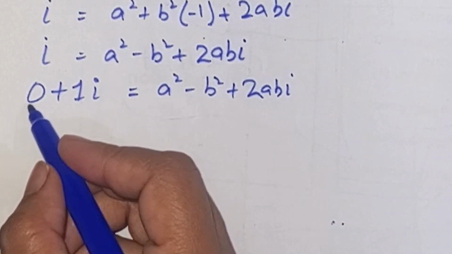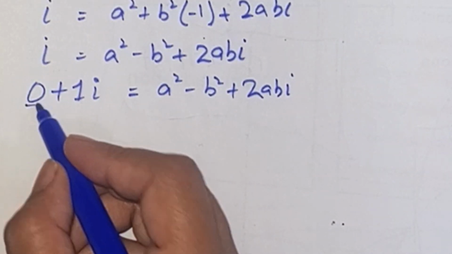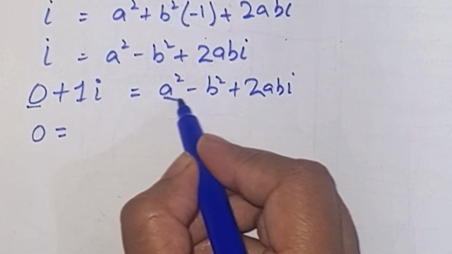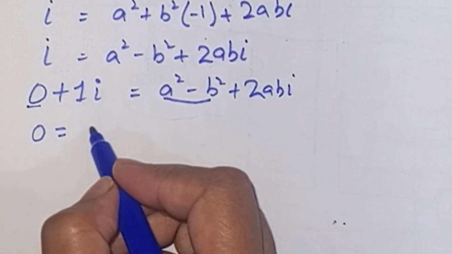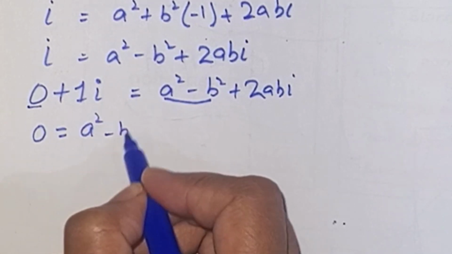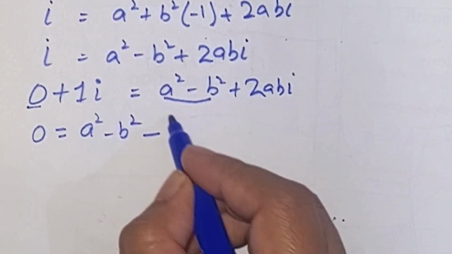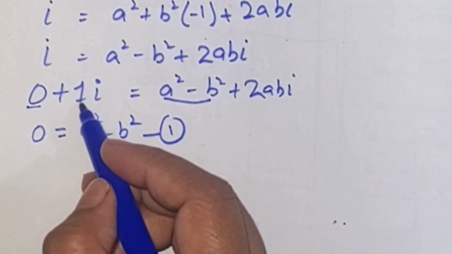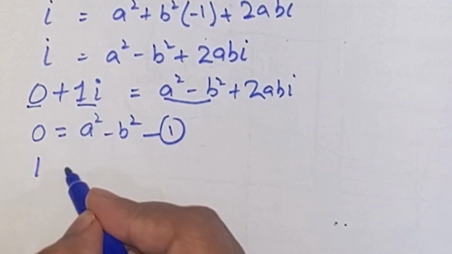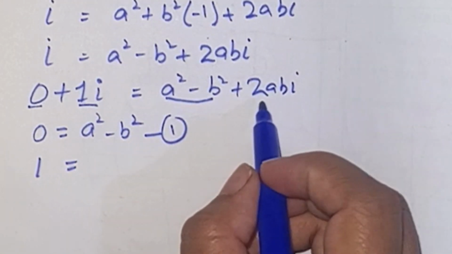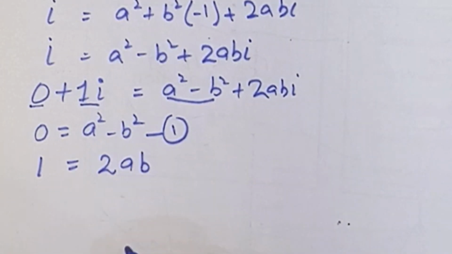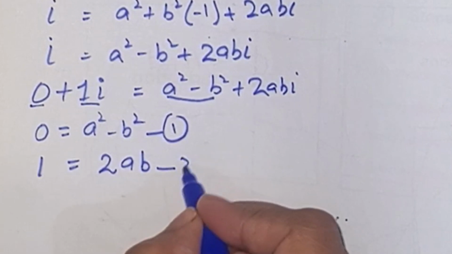So look at the left hand side, the real part is 0. So here we write 0. And on this side, the real part is a square minus b square. So here we write a square minus b square. We call this equation number 1. Now we compare the imaginary parts. On the left hand side, we have just 1, and on the right hand side, we have 2 times ab. We call this equation number 2.